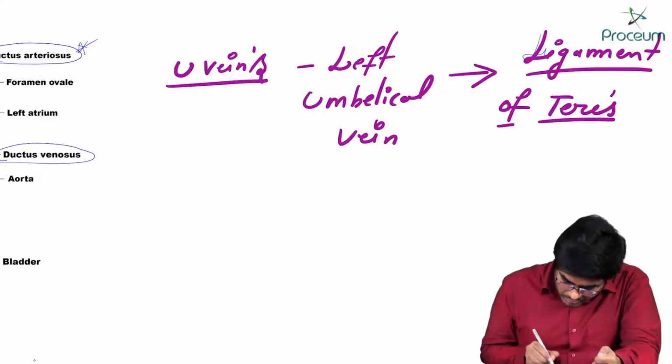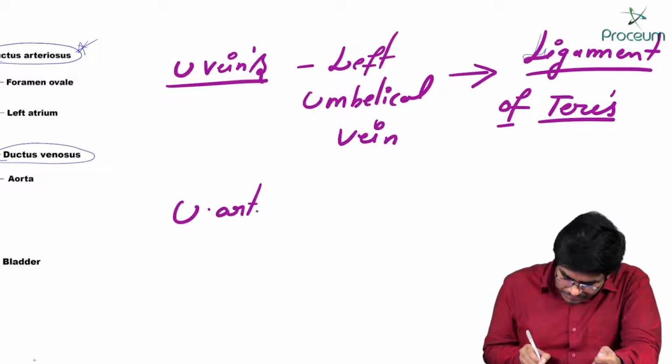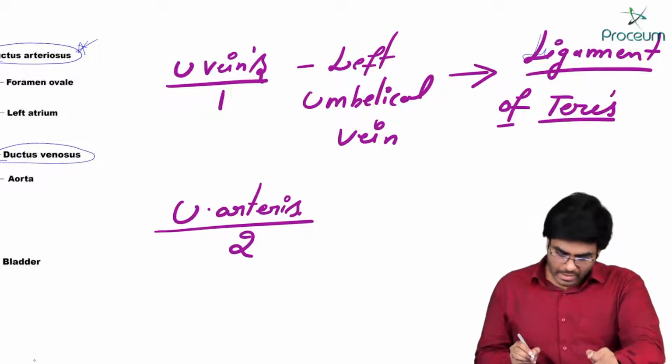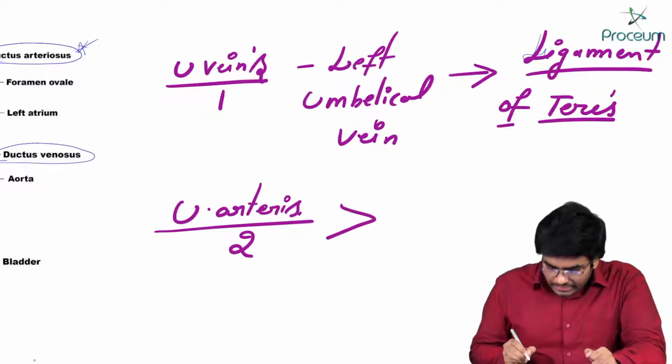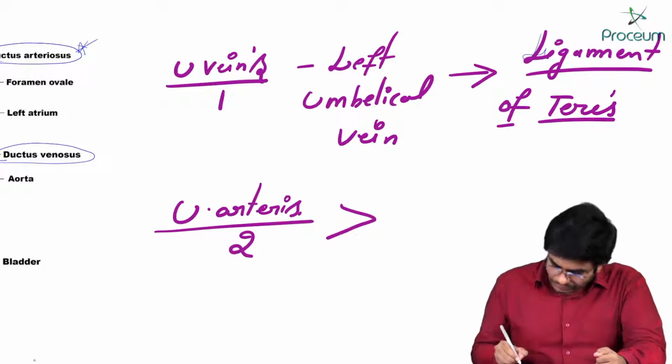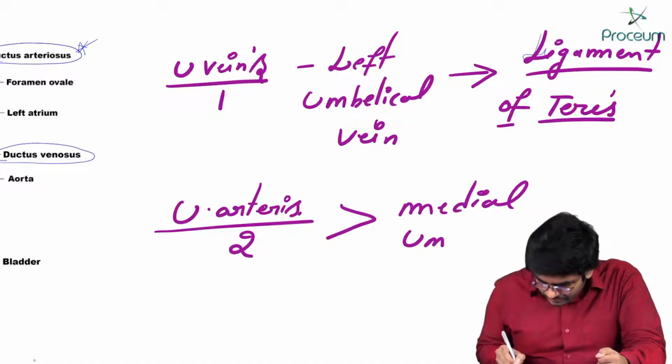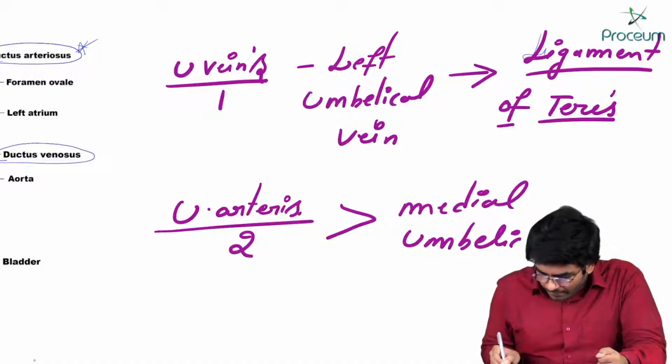Now what happens to the umbilical arteries? Guys, remember there are two umbilical arteries and one umbilical vein, we know it. Now these umbilical arteries will become the medial umbilical ligaments.